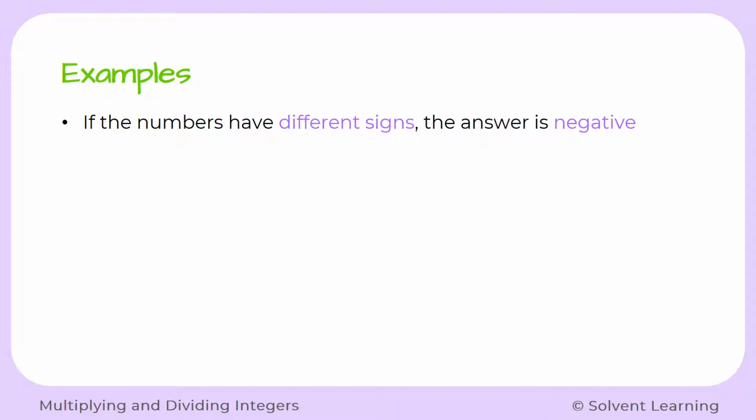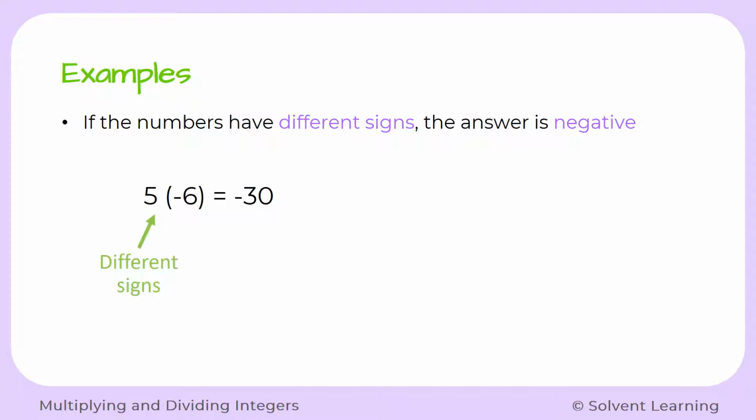Now we're going to look at some examples where the two numbers have different signs. So if the two numbers that you're multiplying or dividing have different signs from each other, then the answer is always negative. Now this is very different from what we saw when we were adding and subtracting integers. We had to look to see sometimes what the sign was of the larger number. In this case, that doesn't matter at all. We just want to look to see if the two numbers have the same sign or different sign. And if they're different, the answer is negative.